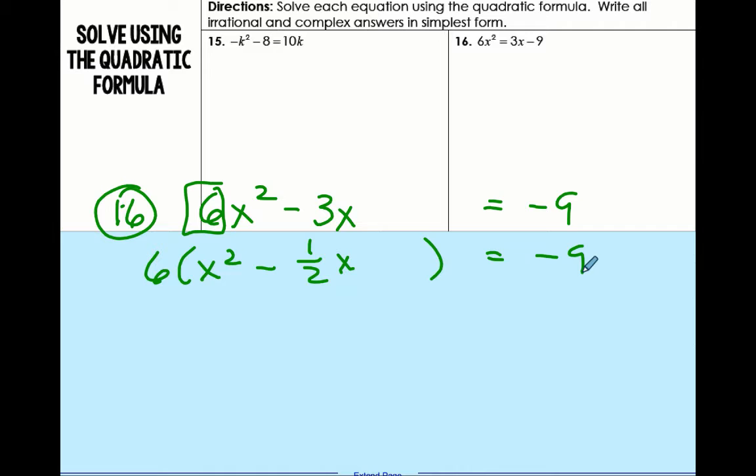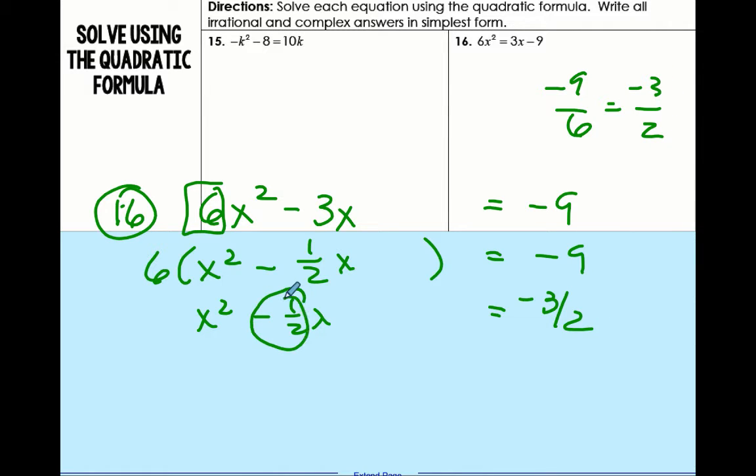So now I have two possibilities. I could divide both sides by 6, or I could leave that 6 there for a moment. To make my life easier, I'm just going to divide both sides by 6, which basically gives me negative 9 over 6. But since both of those are divisible by 3, I would get negative 3 over 2. Okay, so now my b is negative 1/2.